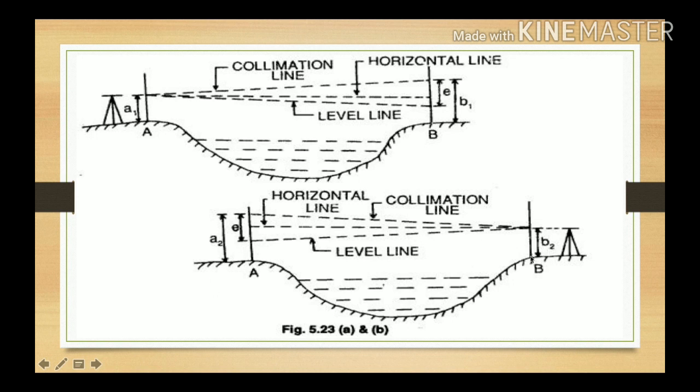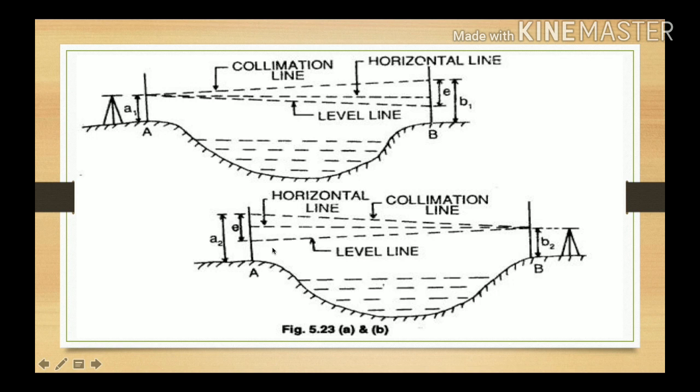The reading on the staff B is practically without error as the effect of distance, curvature and refraction is very small, since the distance from the level is very small. The reading A2 is in error due to the large distance and the effect of curvature and refraction and the inclined line of collimation. Let E again be the error in the staff reading at A. The two errors, this one and this one, are equal as the distance involved is the same. The corrected readings are as follows.